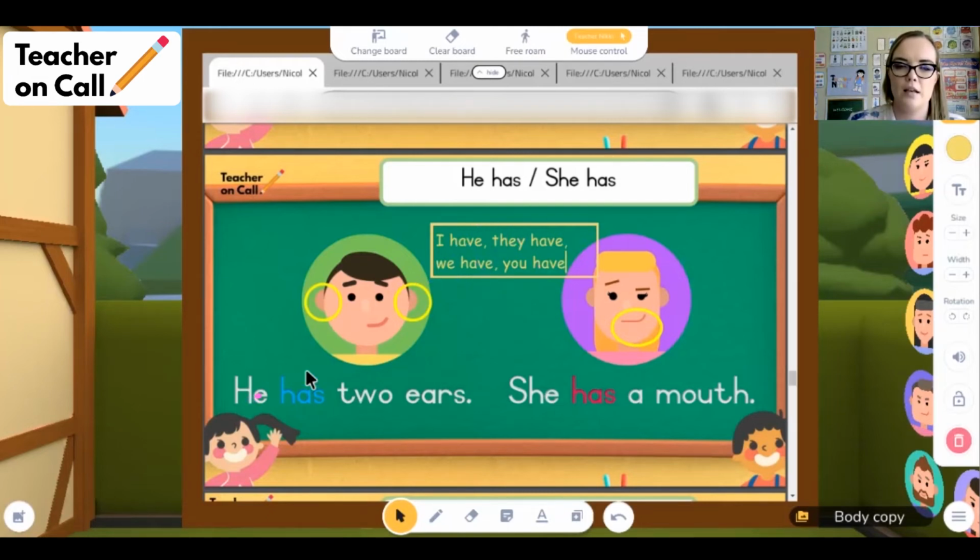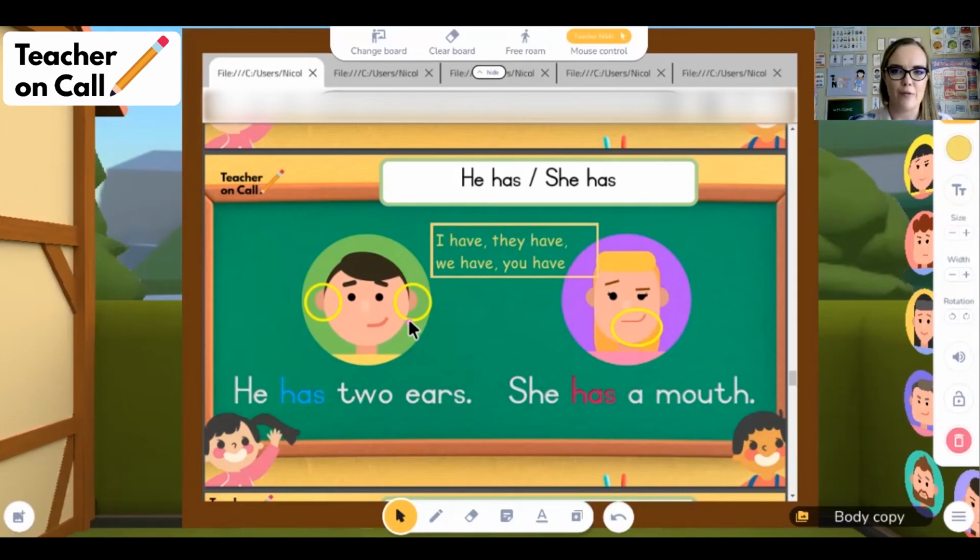But for he, she and it, we say has. He has 2 ears. She has a mouth. I can ask you, what does he have? You will hear have. What does he have? Because I'm asking a question. So in questions, we use the word have.